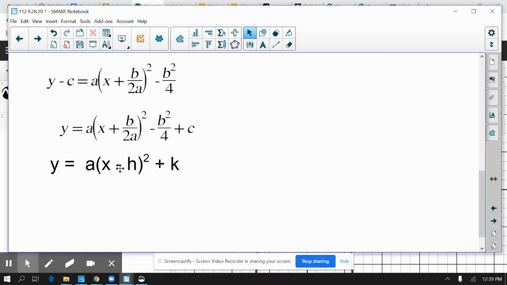But you could see that the left or right movement is h, and this is where this b over 2a comes from. And it's the opposite because if h is positive, this would be to the right h units.